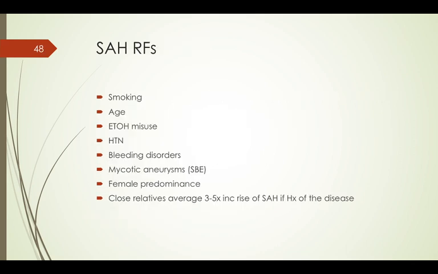Risk factors, so they include those who smoke, older people, those who misuse alcohol, high blood pressure, those are more prone to bleed, mycotic aneurysms, which I've mentioned earlier. Subarachs actually tend to be more common in females, and there tends to be sort of a risk associated with those with relatives who've had subarachs as well.